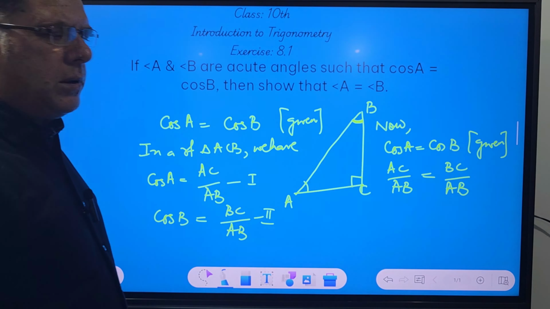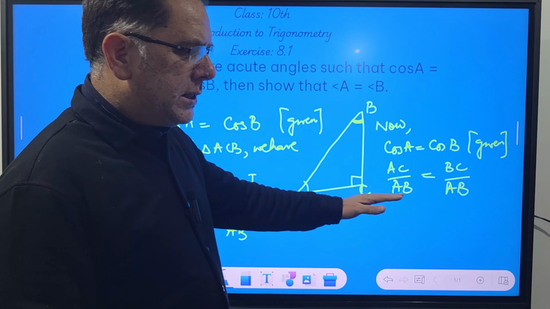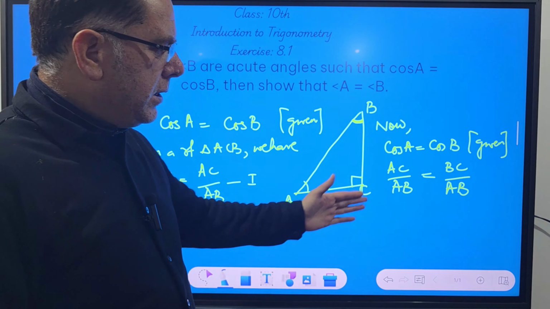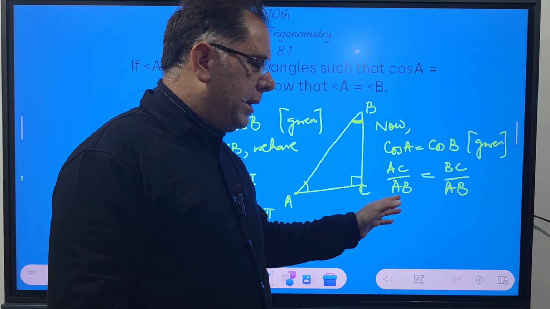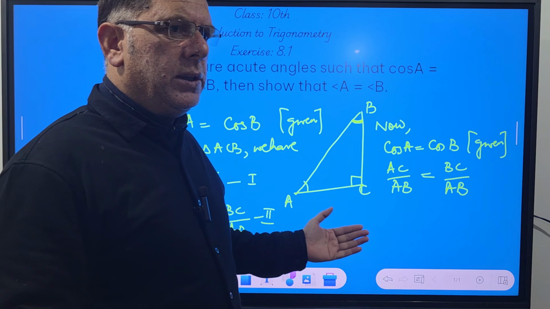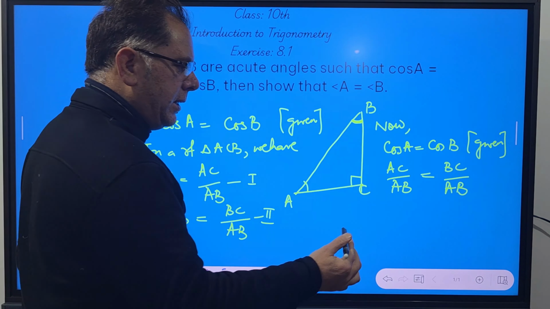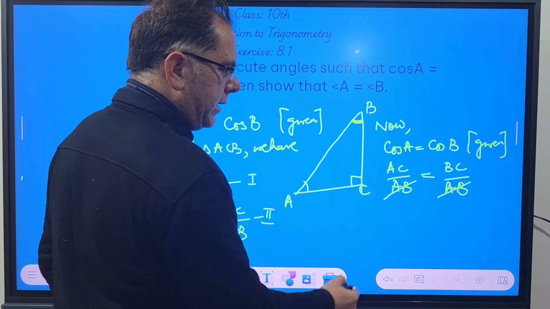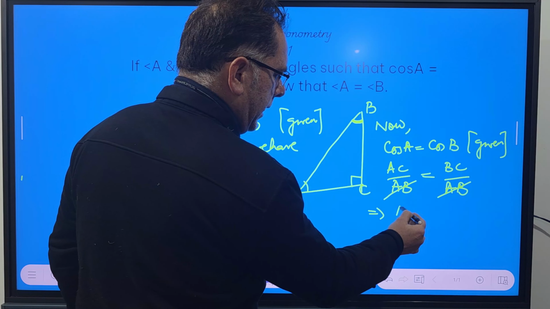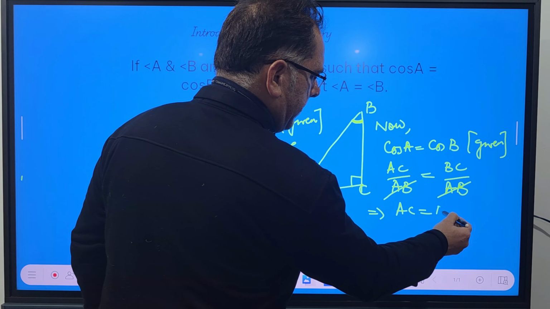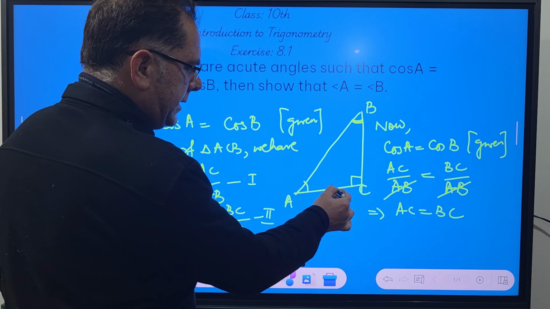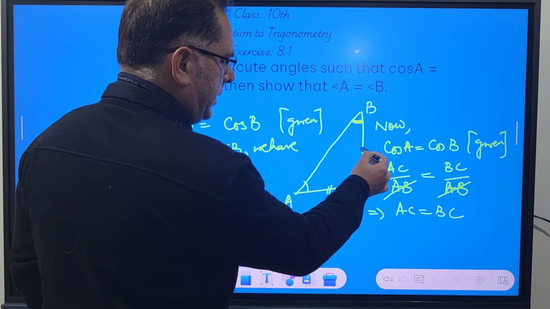Now you just see, this is the equation here. In any equation, when the denominators are equal, AB here and AB there, there must be a cancellation between these two. So you can cancel these two. AB and AB will be cancelled here. So it means that AC is equal to BC. So we got here AC is equal to BC.